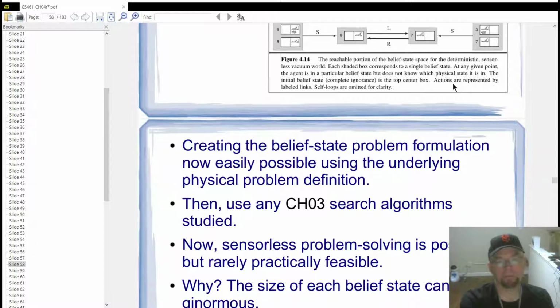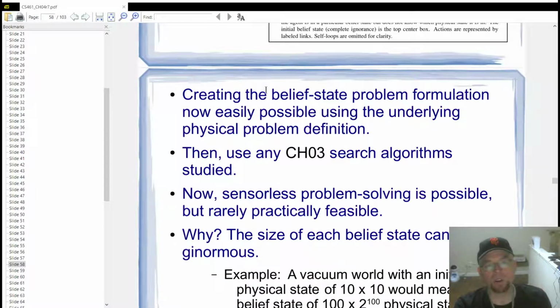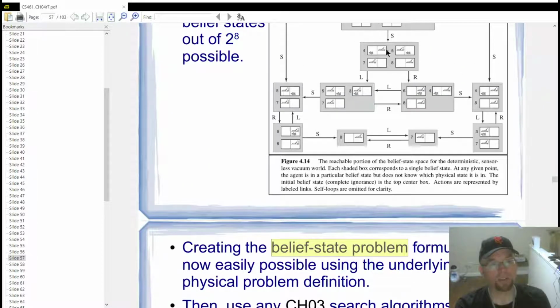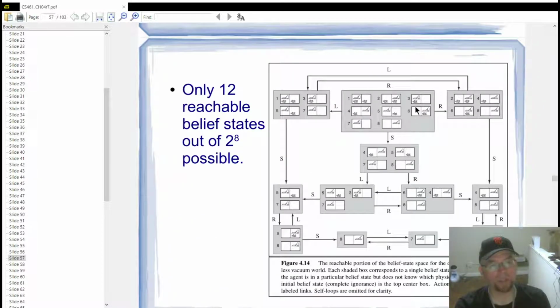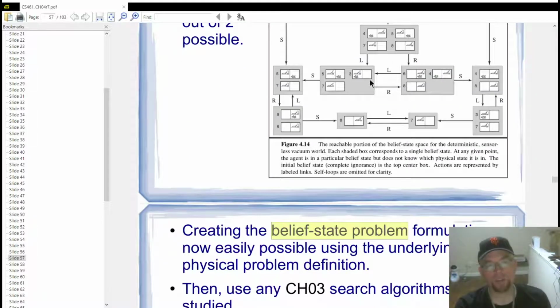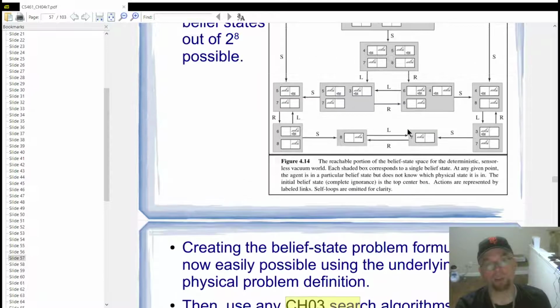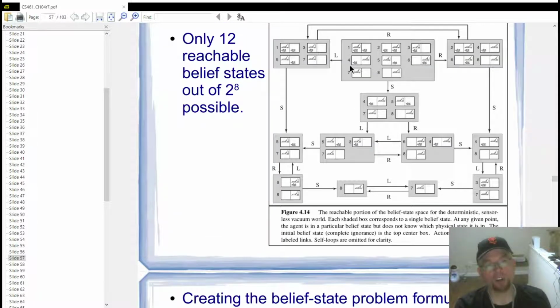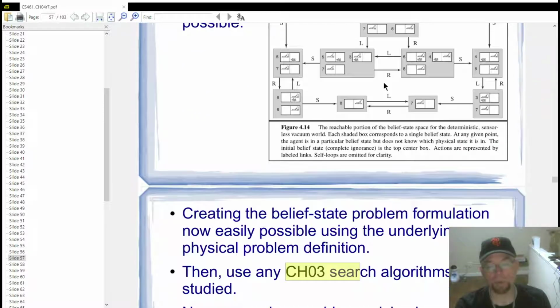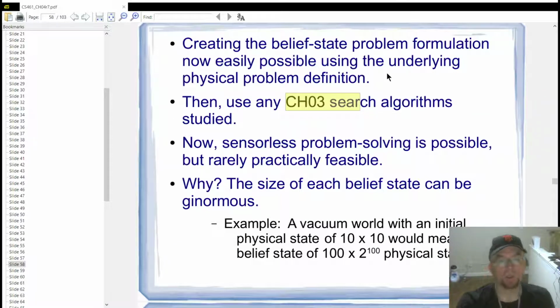Okay, so we can come up with a complete formulation of this belief state problem, where we think about how the belief state works and how we transition. Once we've done that, any of those chapter 3 search algorithms are going to work, because you can do the searches on your belief state, for reasons I already talked about. Because of this idea, you can do sensorless problem solving.